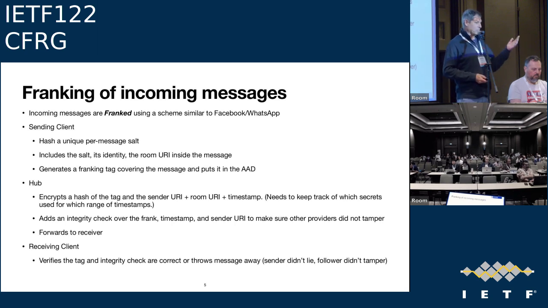The hub gets that franking tag. It has the sender, the room URI, and the timestamp. So that's basically the from, the to, and the time, and uses that franking tag. It encrypts that using a key which the hub needs to keep track of for a batch of timestamps.